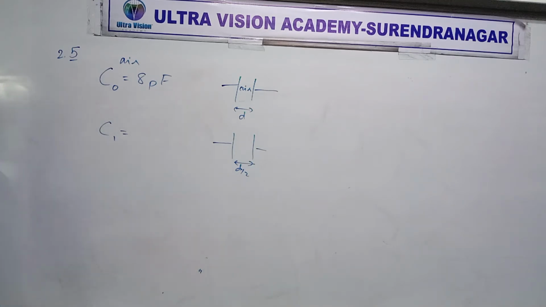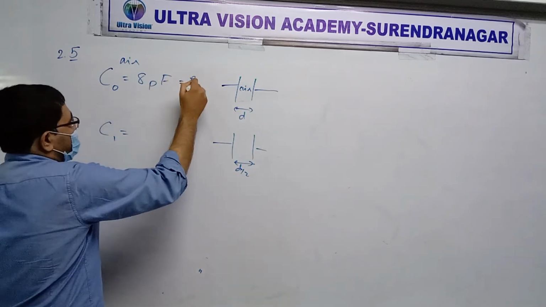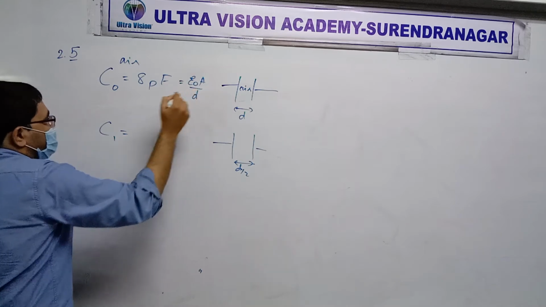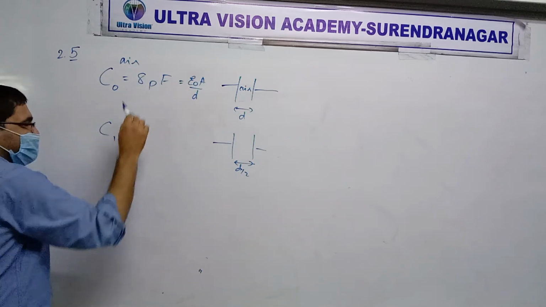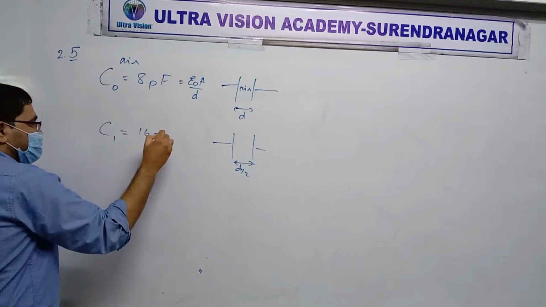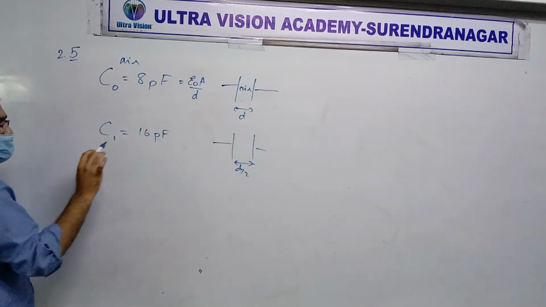16 pF. Clear or not clear? Why 16? Because the formula of capacitance of a parallel plate capacitor is epsilon 0 A by d. If d is half, the capacitance will double. Clear or not clear? Inversely proportional. Okay. So now it's 16.